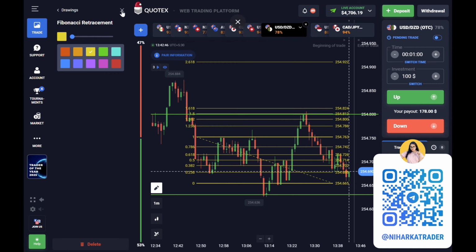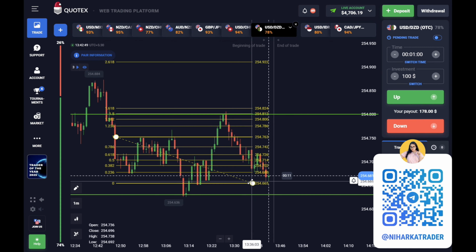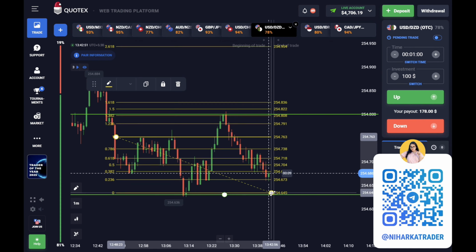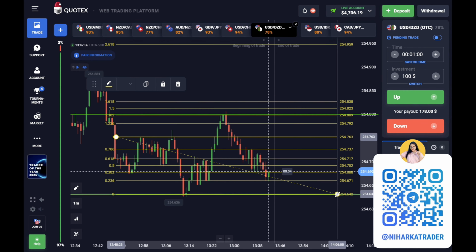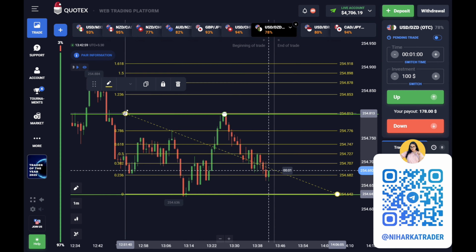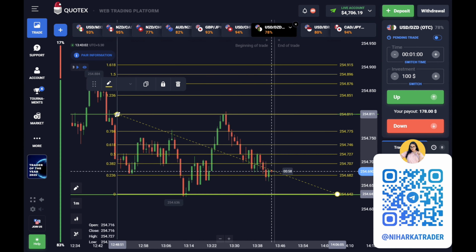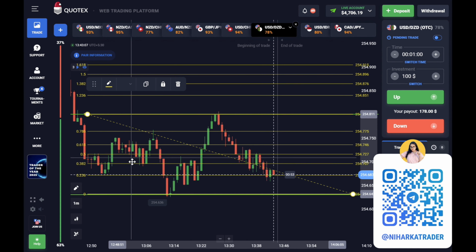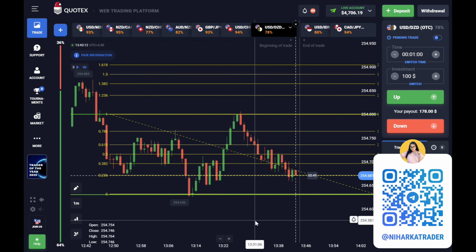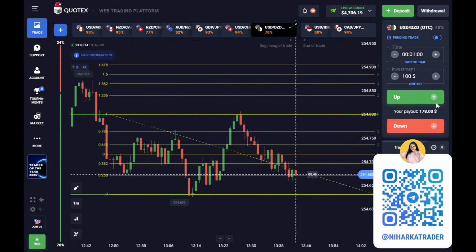I have made it yellow because the horizontal levels were already green. So I will adjust the lower level of the tool with the lower level and the horizontal line as well, and then I will adjust it to the upper side with this level. Okay, after that, I will find the 0.5 level here, which is called the golden zone. It is believed that the market often remains bullish from there, but it is not always certain.